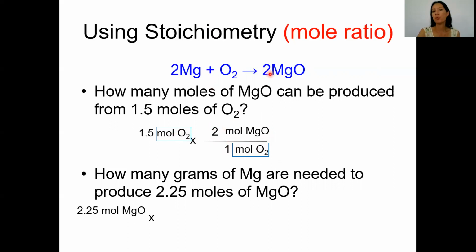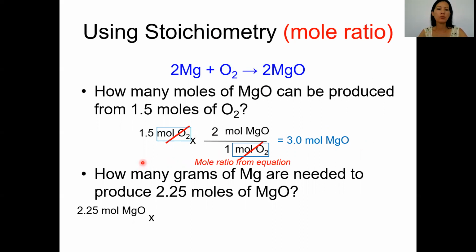Look at the equation, 1 to 2. For every 1 mole, I get 2 moles of magnesium oxide. Moles of O2 cancel. That was the mole ratio from the equation. So my answer is 3 moles of magnesium oxide, 3.0 because 2 sig figs. Let's do the second problem and see if you guys can do this.